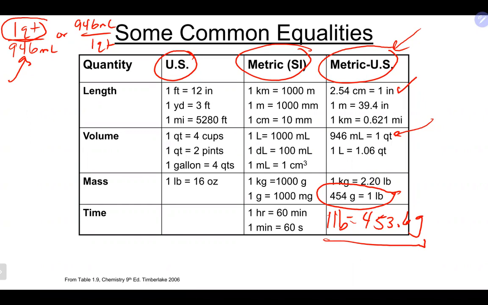I will say that probably 9 times out of 10, even if you do have an English to metric conversion, the original number that you started with is usually pretty close to the right number of significant figures. Not 100% of the time, but a lot of times.